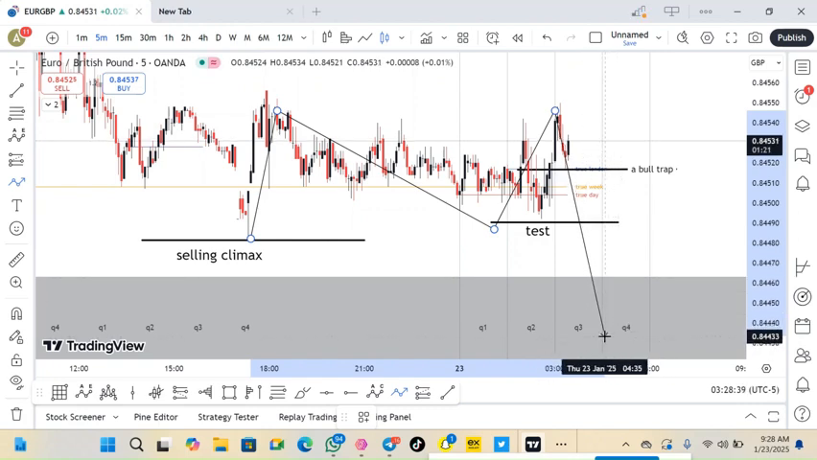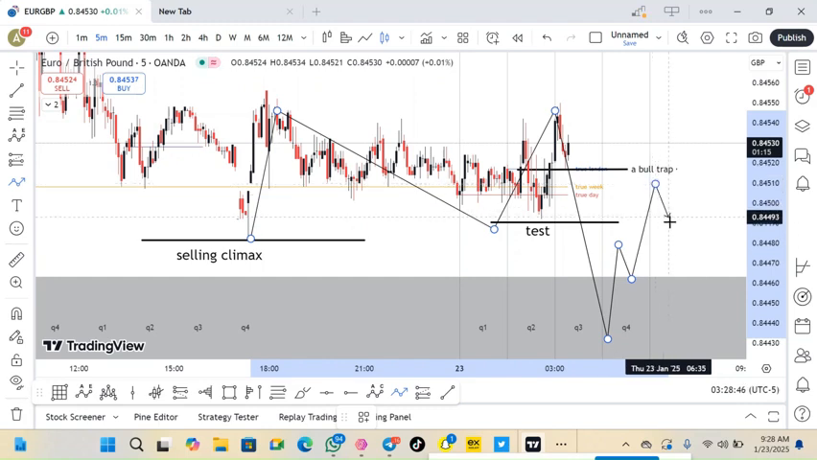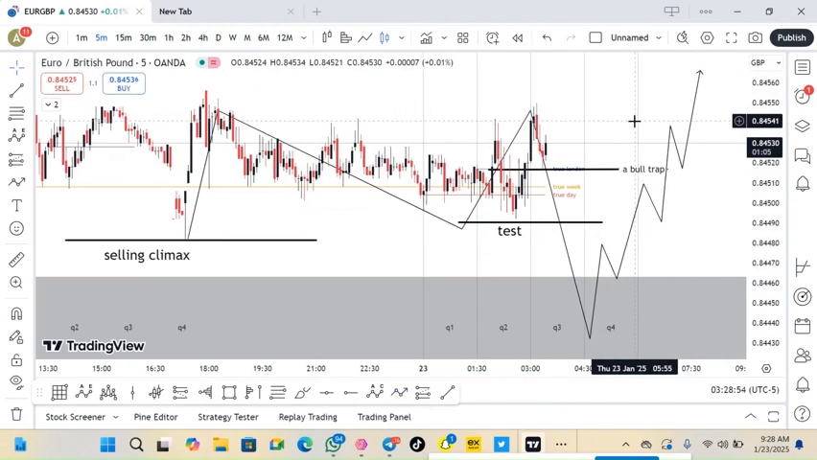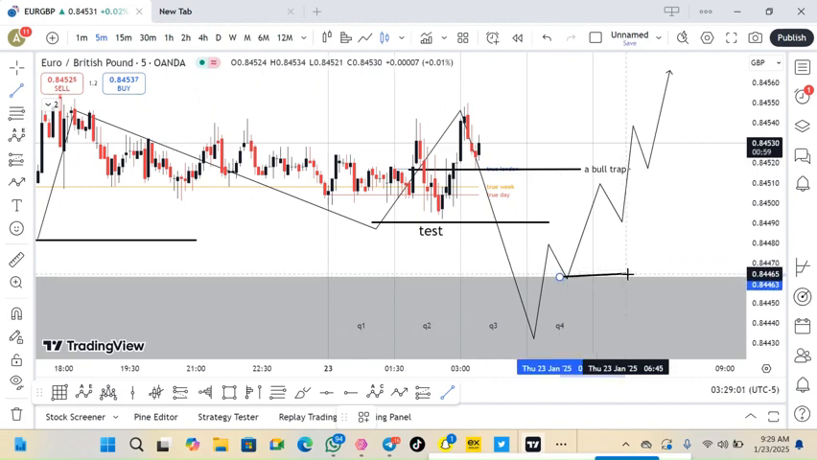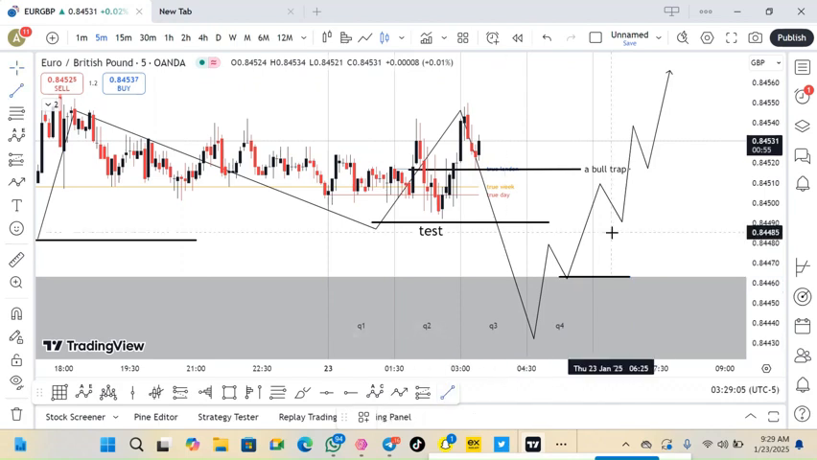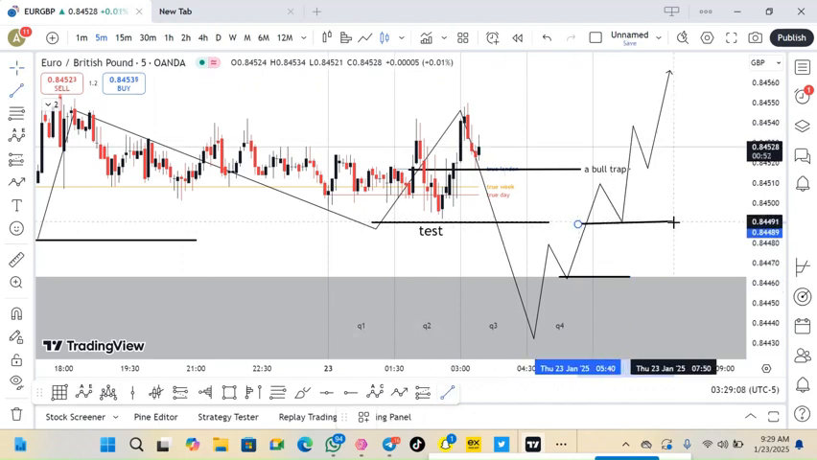So after touching this zone, we're expecting to see price start moving back up, then even use the bull trap as an entry to buy for the day. It's as simple as that. So your entry can be here. This is not too valid. Your entry can be here. This is valid. And your entry can also be here.